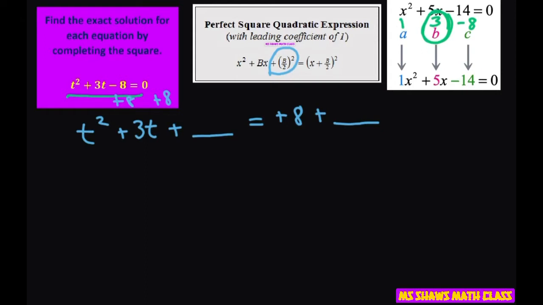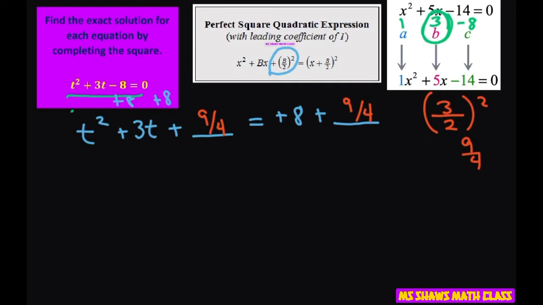So what I'm going to do is take my b, which is 3, divide by 2, and then square it. So that's going to give me 9/4. So you're going to write 9/4 and 9/4 on both sides.